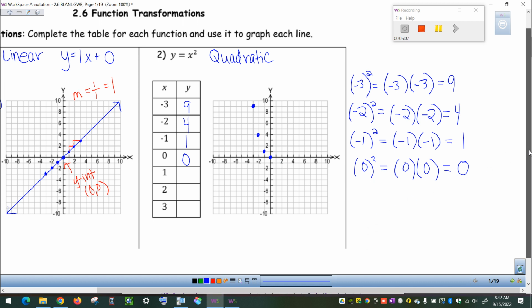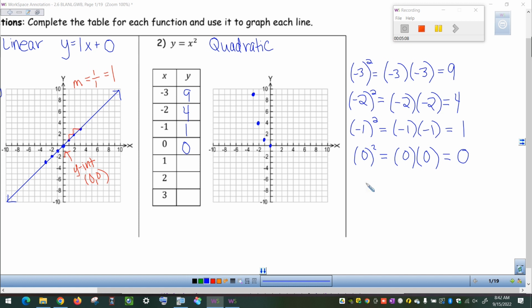All right, and then I think it gets a little easier when we move into the positive values. So 1 squared, 1 times 1 is 1, 2 squared is 4, again, and 3 squared is 9. So what's interesting here is we actually have some symmetry in our table. We're going to find that we also have some symmetry in the graph.